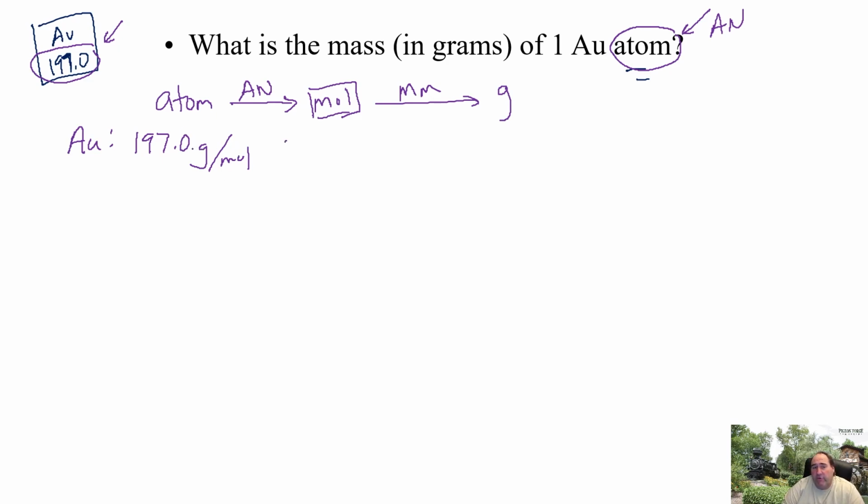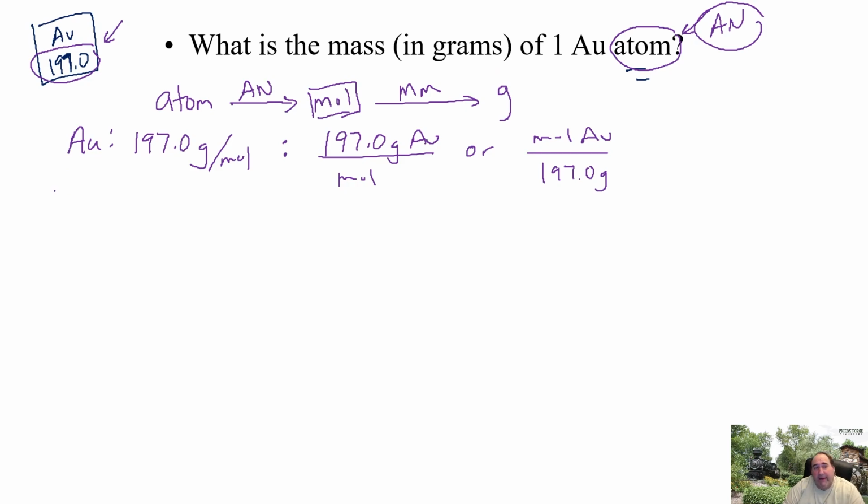That gives us 2 conversion factors that we could use for the molar mass. We could say 197 grams of gold over a mole. We could also say a mole of gold is 197.0 grams.